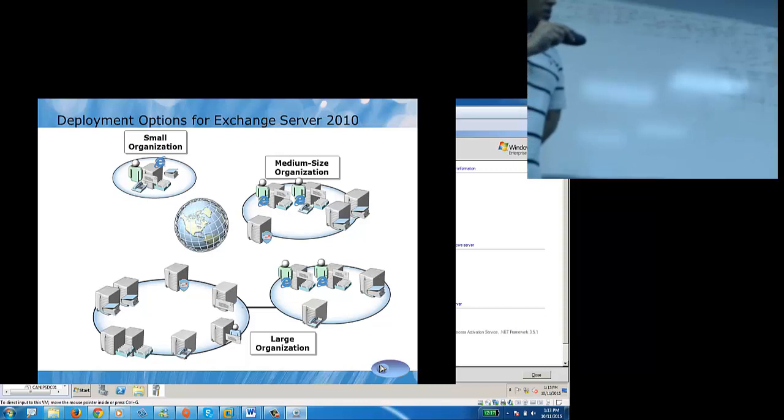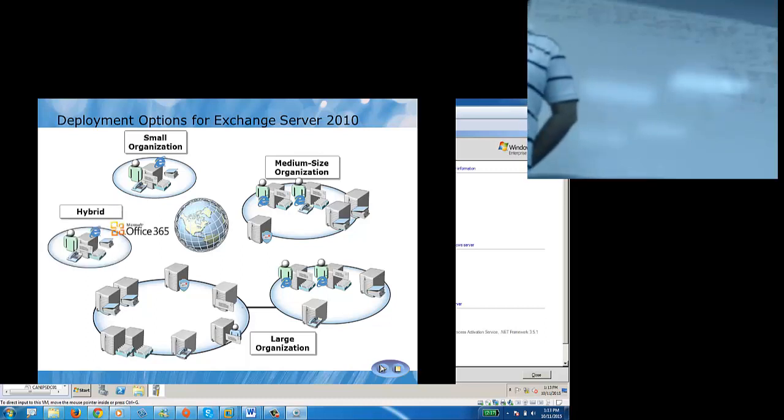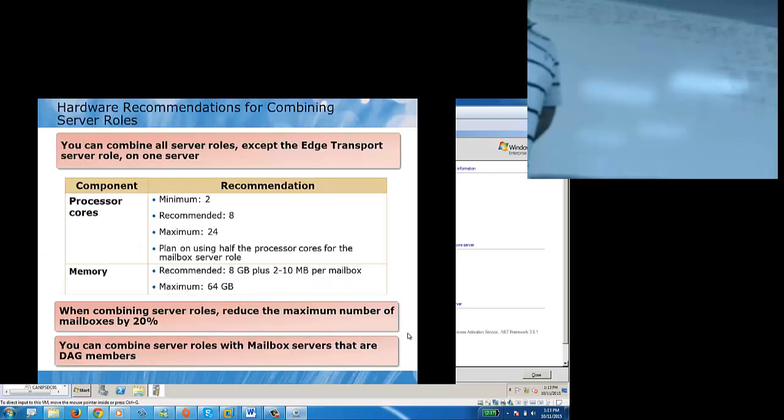And the fourth type of deployment was 365. 365 is a complete online service, where you can host all your mailboxes, all your Exchange things with Microsoft in 365. So these are four types of deployments that you can see in the market.